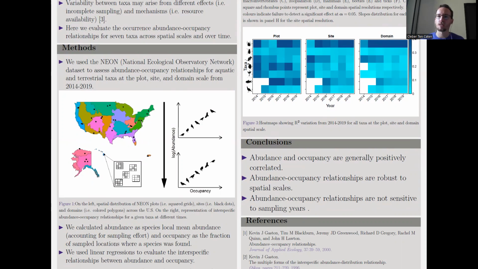So we supported the occurrence of positive abundance and occupancy relationships for both the aquatic and the terrestrial taxa considered in our study. We also found that these relationships are robust to the spatial scales that we considered. Here we considered three different spatial scales, and the strength of those relationships was similar across them. These relationships are also not sensitive to sampling years, meaning that we observed the same patterns across all years where we analyzed them. So these are our general findings.